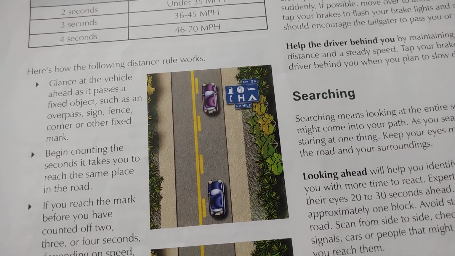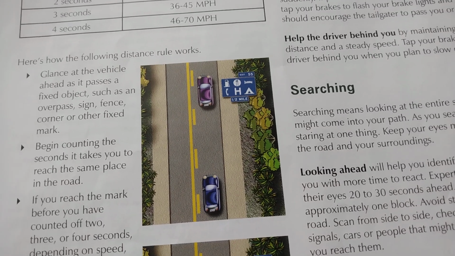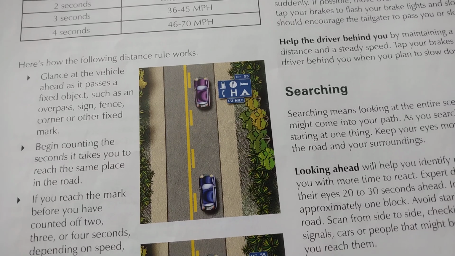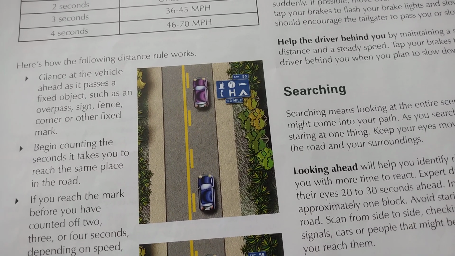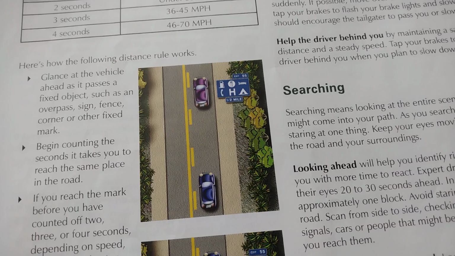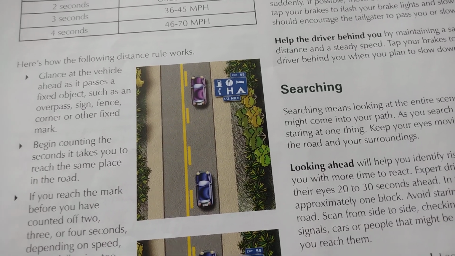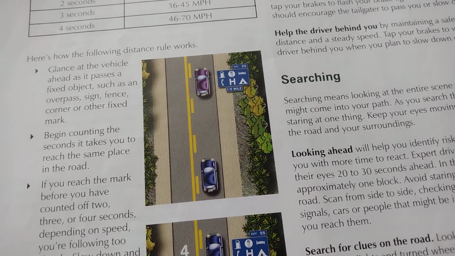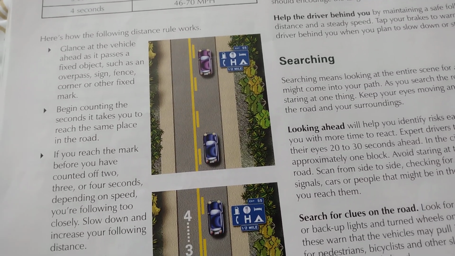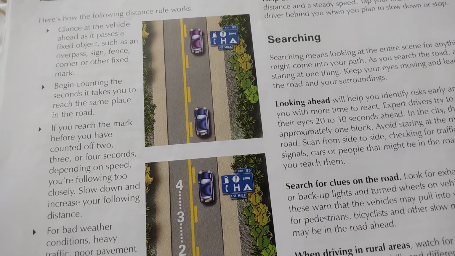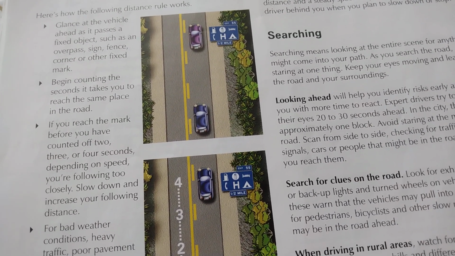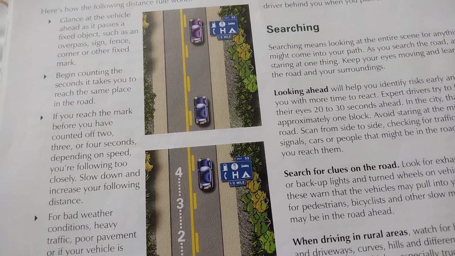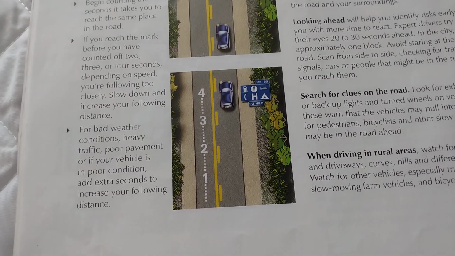Here is how the following distance rule works. Glance at the vehicle ahead as it passes a fixed object such as an overpass, sign, fence, corner, or other fixed mark. Begin counting the seconds it takes you to reach the same place in the road. If you reach the mark before you have counted off 2, 3, or 4 seconds, depending on the speed, you are following too closely. Slow down and increase your following distance.